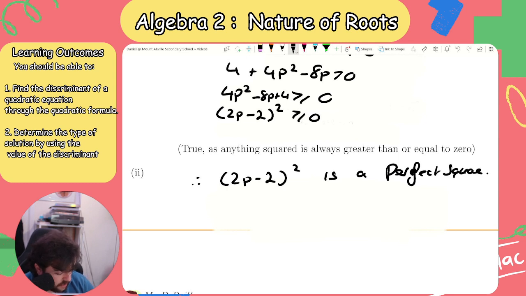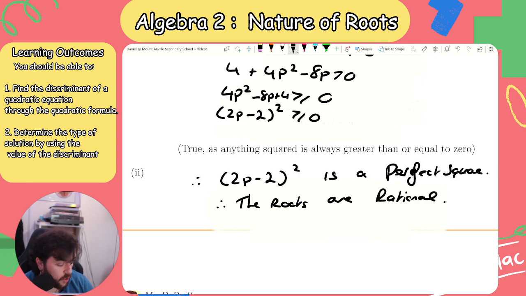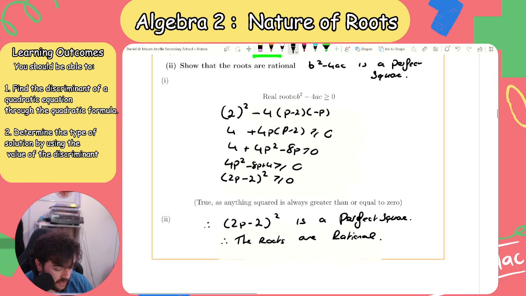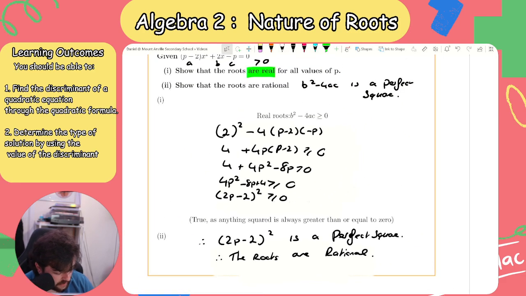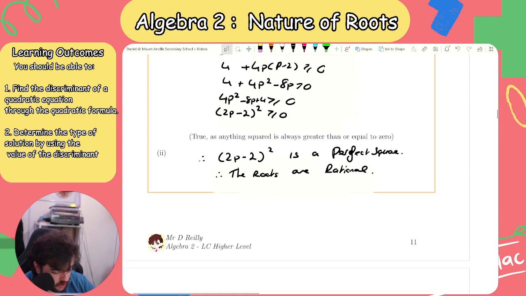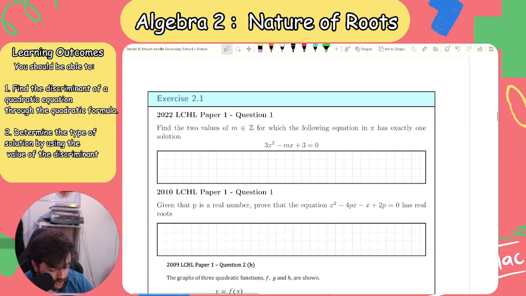Since 2p minus 2 all squared is a perfect square, therefore the roots are rational, i.e. the roots will be numbers or solutions without surds. Always. Right, that's that one done. Let's look at some exam questions now.